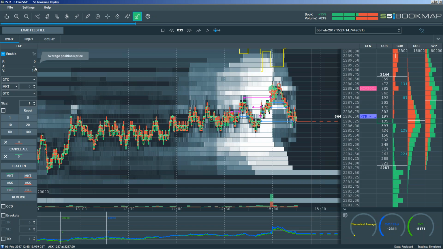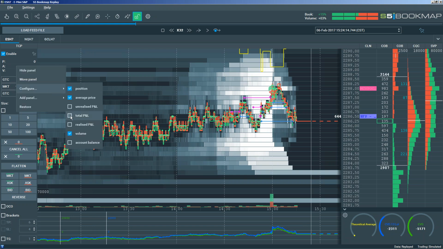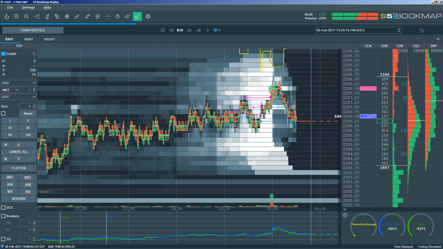I see my position, my average, and how much size I've traded. Okay, I do not look at P&L. I do not encourage you to look at P&L, but I put it up here just so you can see the performance against the theoretical average. Okay, that pretty much covers all the settings that are out there. Yeah, I think you covered all of them there.